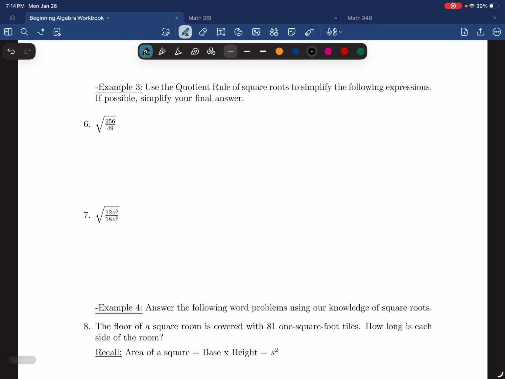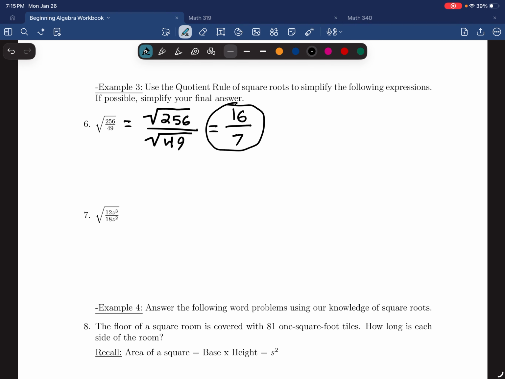Alrighty, so looking at example 3, we're now going to use the quotient rule, which in essence, we just simply take the square root of the numerator and denominator and simplify. So for example 6, we have the square root of 256 divided by 49. While using that quotient rule, I know I'm going to have the square root of 256 divided by the square root of 49. Well, the square root of 256 is a perfect square, 16. And the square root of 49 is also a perfect square, which evaluates to 7. And that's it. That's your final answer.